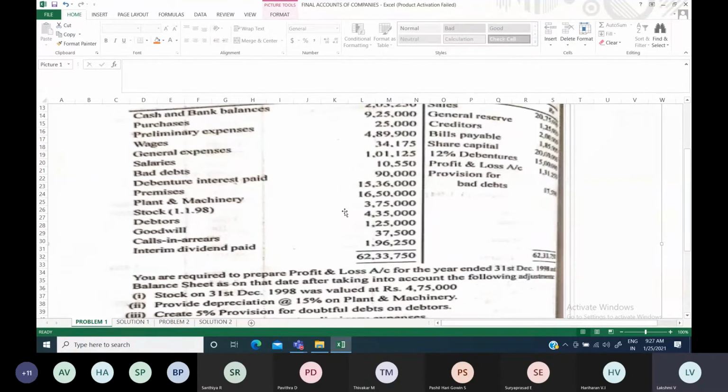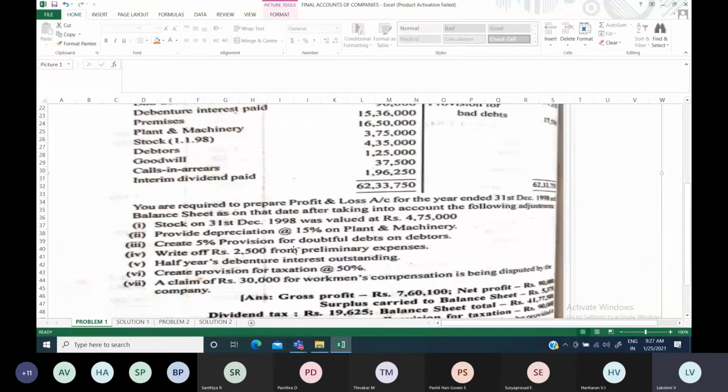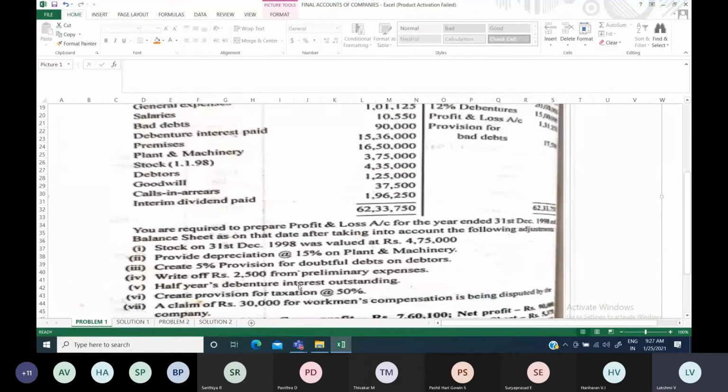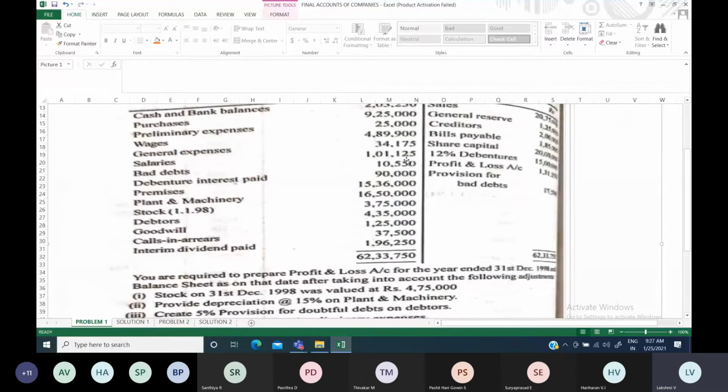Salaries 1,01,125. When you see salaries, find out if any outstanding salaries are given in the question. Here in this question, we don't have outstanding salaries. So we can enter in the outer column 1,01,125 as our salaries amount.